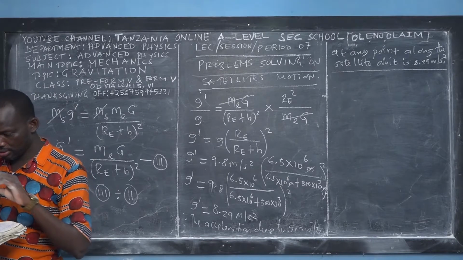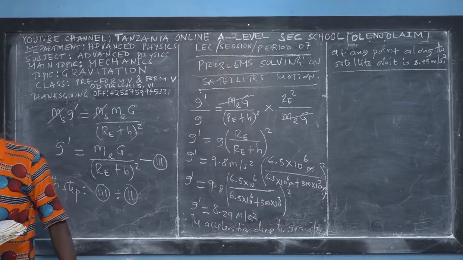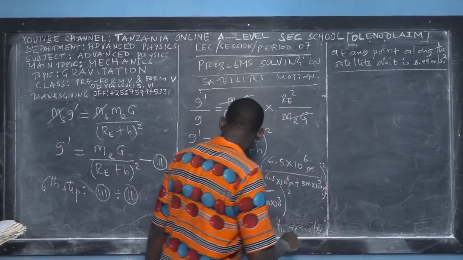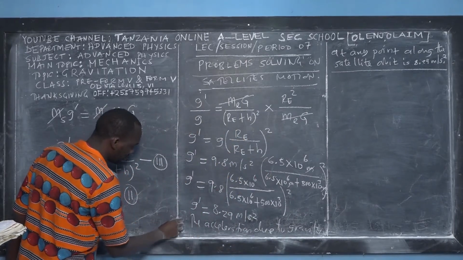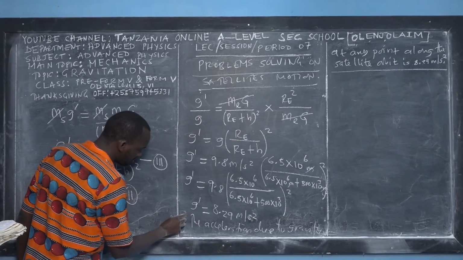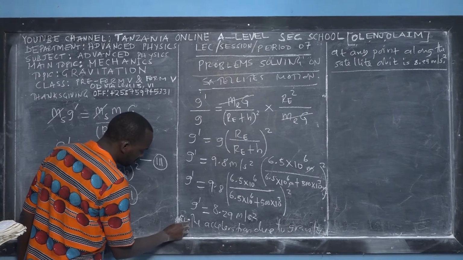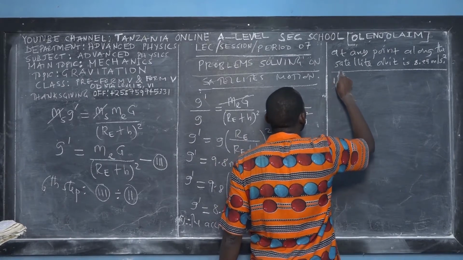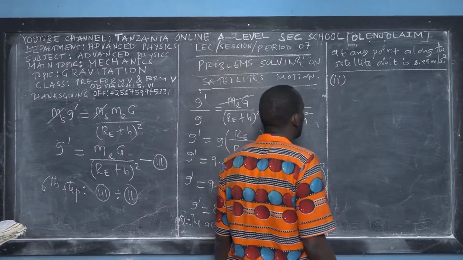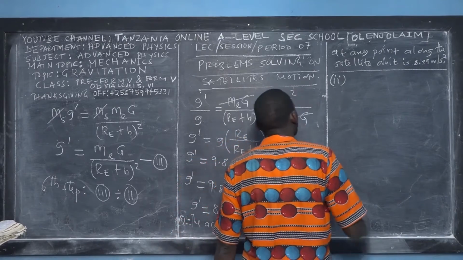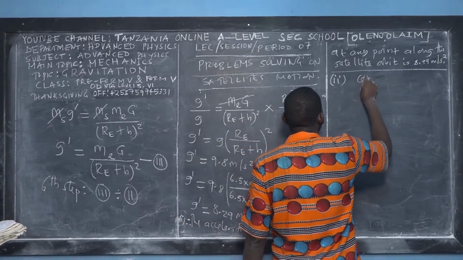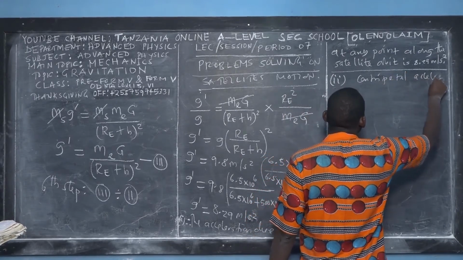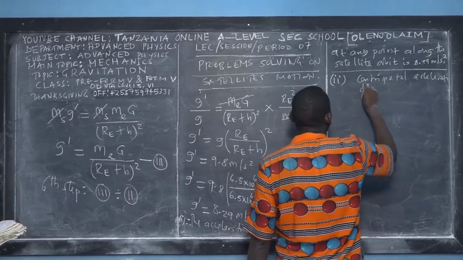Then part 2, I wanted to leave part 2 for you. Let me help you. Then Roman 2, so this is Roman 1. So this is Roman 2. Okay? So Roman 2, we say that you want to find centripetal acceleration. So you have to be careful here, especially with this concept.